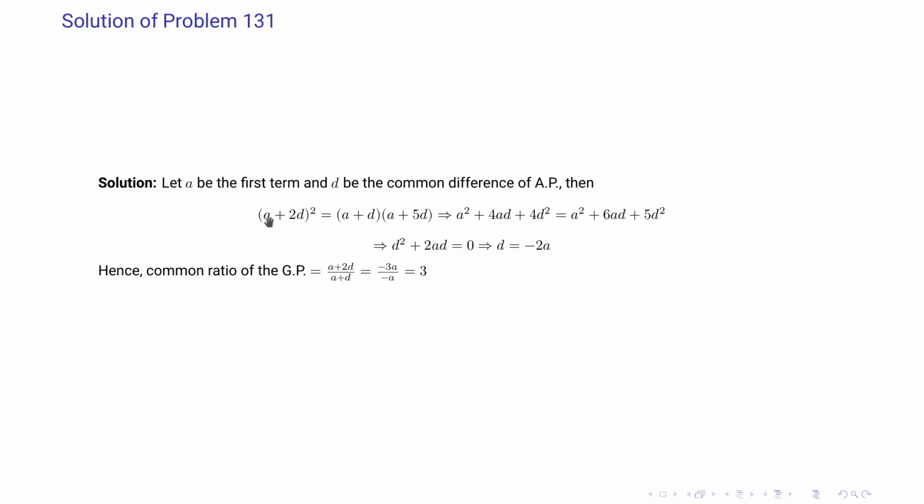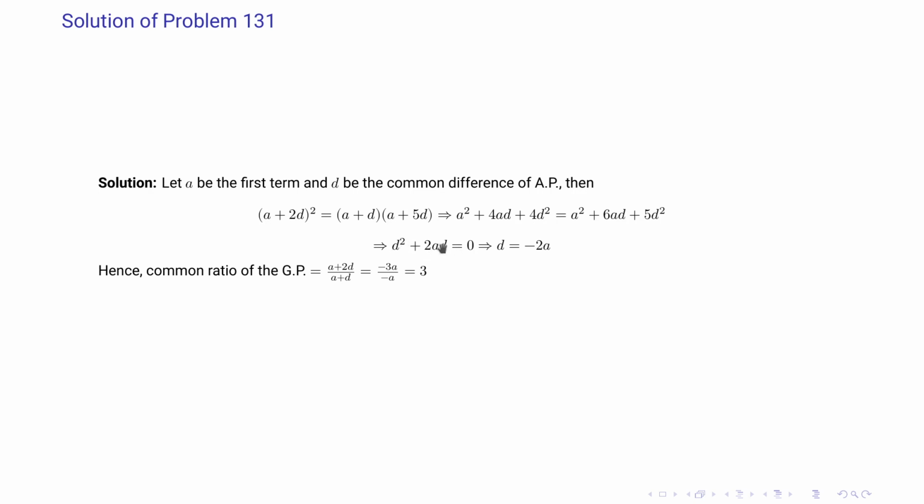GP. So we can write that the third term, which is (A plus 2D) whole square, is equal to the second term, which is A plus D, into the sixth term, A plus 5D. So we get this as A square plus 4AD plus 4D square, and we multiply these two to obtain A square plus 6AD plus 5D square. A square will get cancelled, 4D square will get subtracted, it will become D square, and 4AD from 6AD will become 2AD. So we will have 2D square plus 2AD is equal to 0.